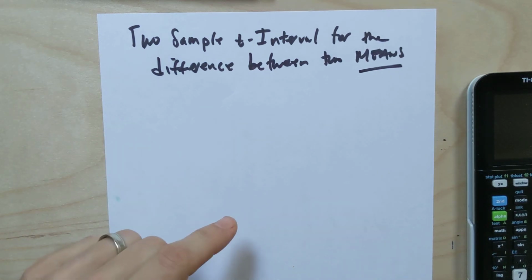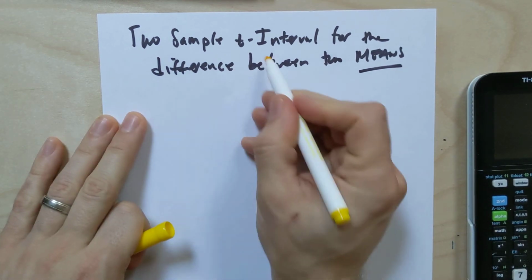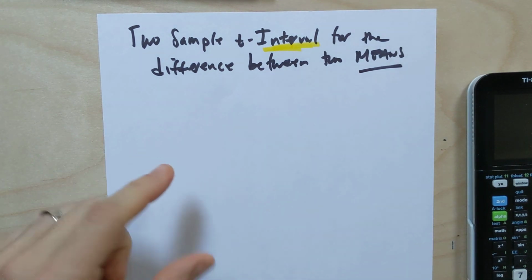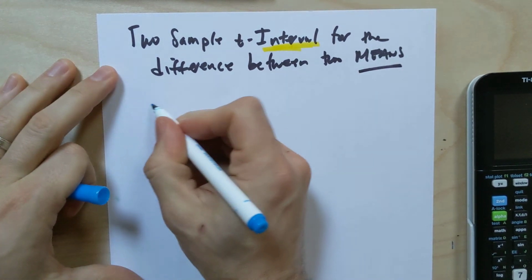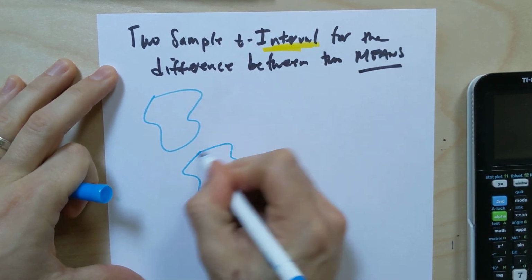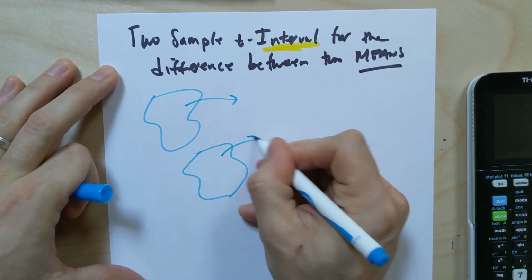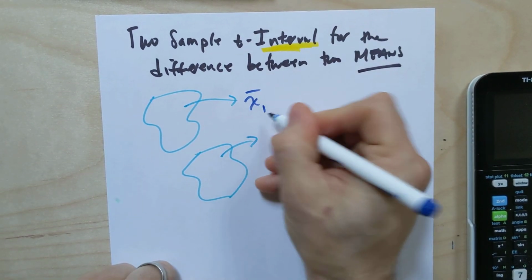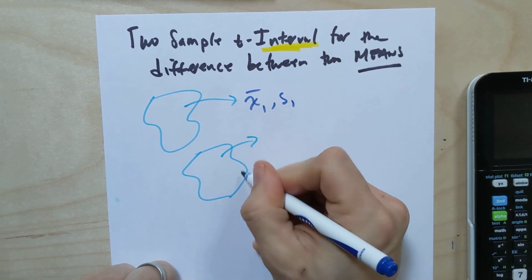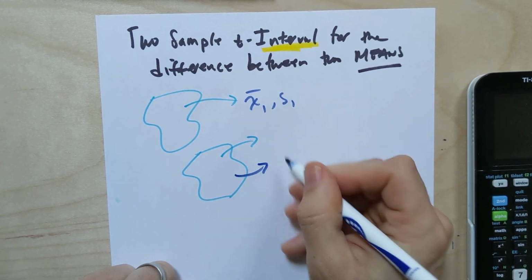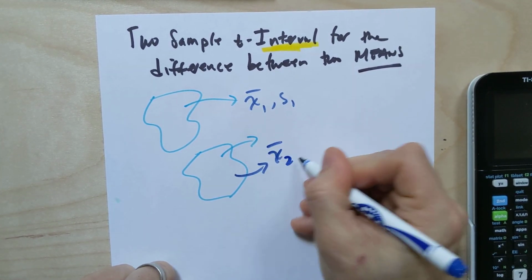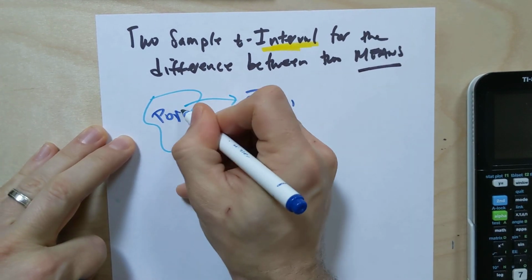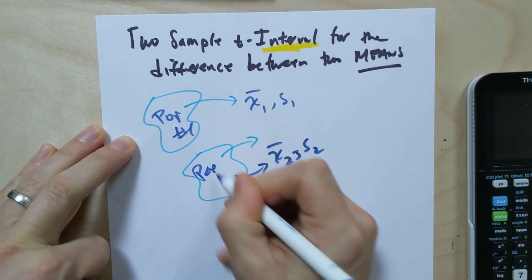Hey statisticians, now we're going to take a look at making a two-sample t interval for the difference between two means. And just like before, we've got the situation where we are going to have two different populations, and we're going to be drawing samples from each of those populations. In the first population, we'll get some sample mean number 1, and it'll have some sample standard deviation. In the second population, we'll get some sample mean that we'll call sample mean 2, and it will have some other standard deviation, because this was our first population and this is our population number 2.